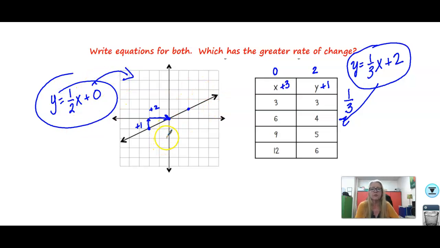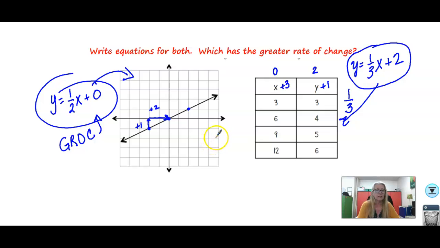Which one has the greater rate of change? Which one has the greater slope? Well, we don't pay attention to positive and negative signs when we're comparing slopes because it's just direction. So which is the bigger number, 1/2 or 1/3? Well, if you had a pizza that you really liked, would you rather have a half of it or a third of it? I think you'd rather have a half. So that means that this one has the greater rate of change. Greater rate of change is the graph.